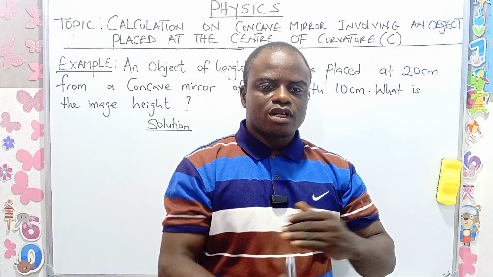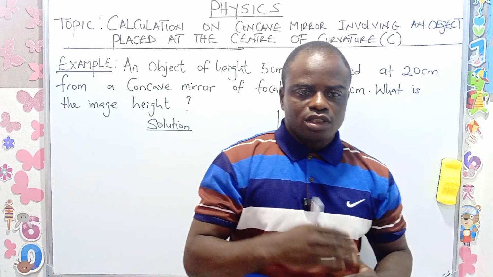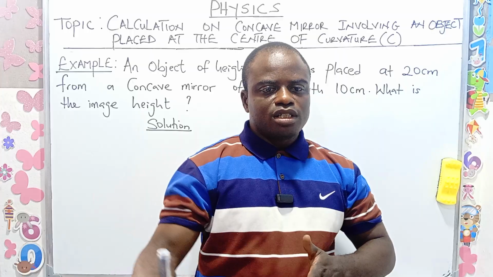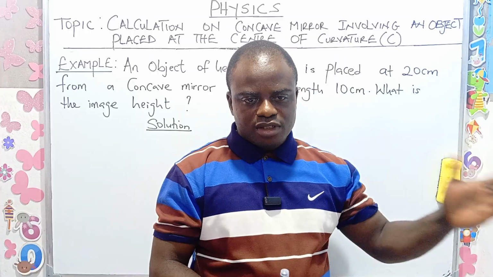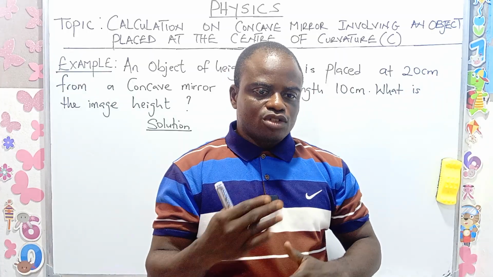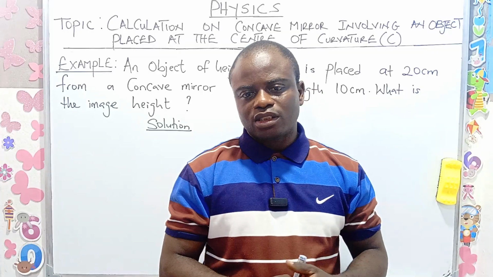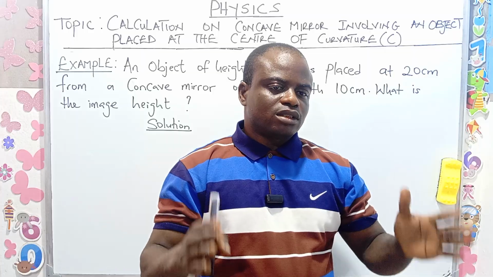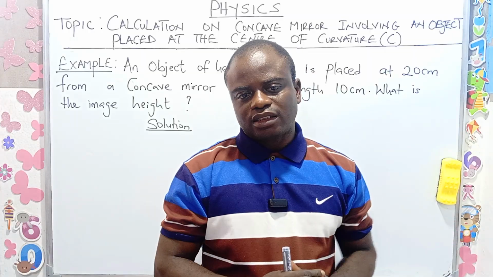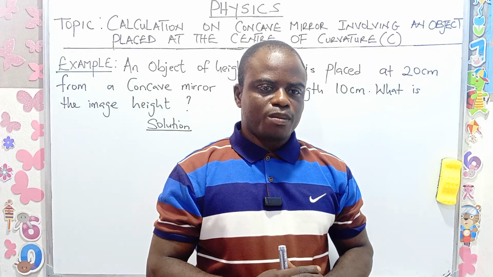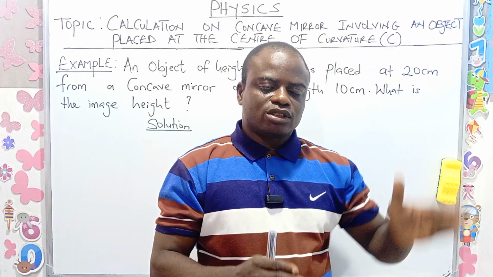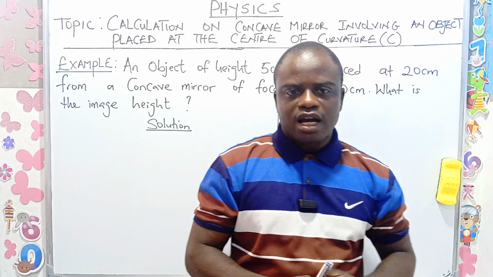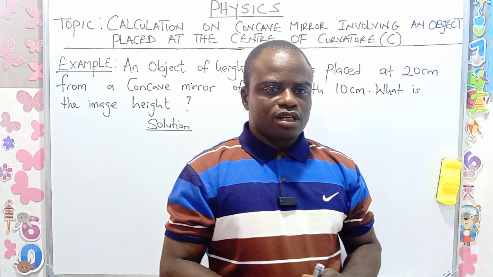But after calculating the object height or the image distance, if the image distance is of the same distance with the object distance, it is now referred to as object placed at the center of curvature. And also the height of the image must be of the same size as the height of the object. Now let's see the question.